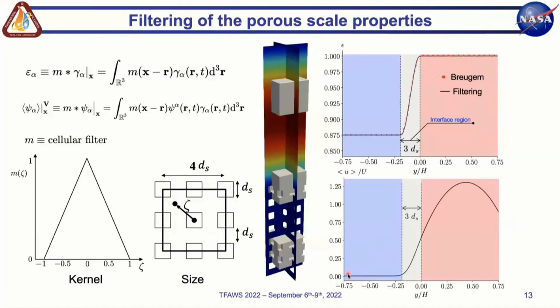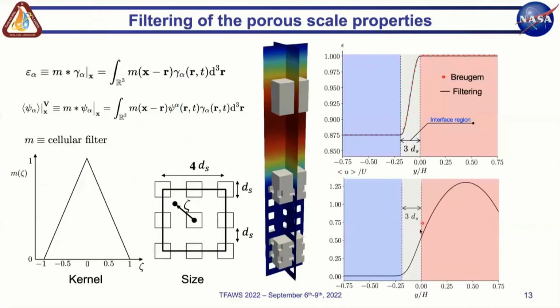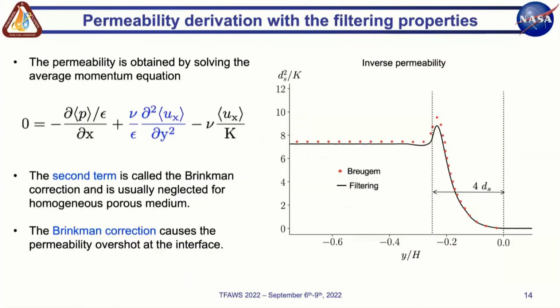And also here I'm showing the average velocity. You can see that there is a significant change of the average velocity across the interface. So if we take these average quantities, we can derive the permeability. Here I'm showing the so-called Darcy-Brinkman law. Normally, this term is neglected for a homogeneous porous medium. If you take this term and this term, it's just the normal Darcy law. But it turns out that this term is quite important, especially at the interface between the porous medium and the free fluid part. And by solving this equation, we were able to derive the permeability coefficient, which is shown here.